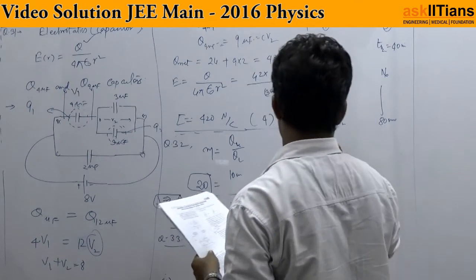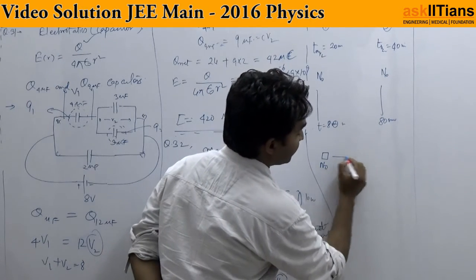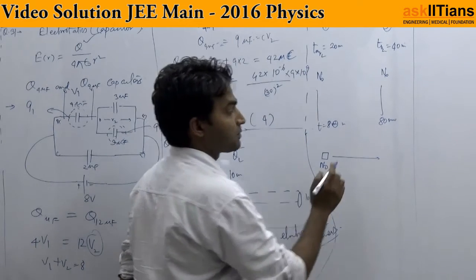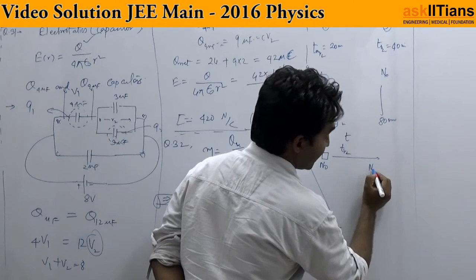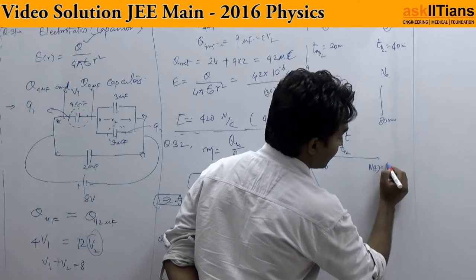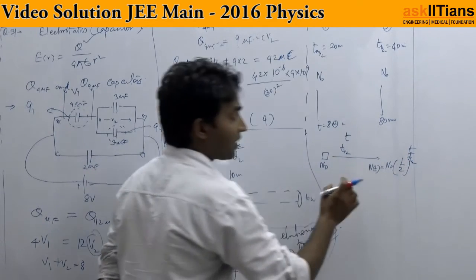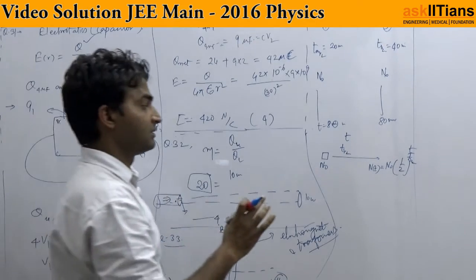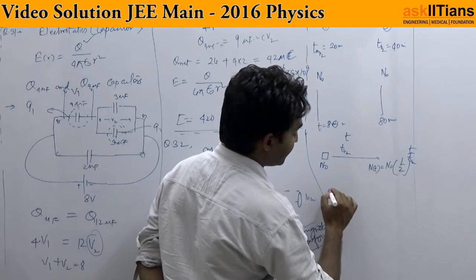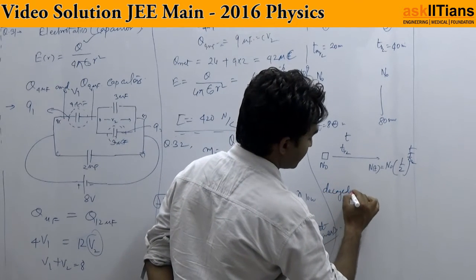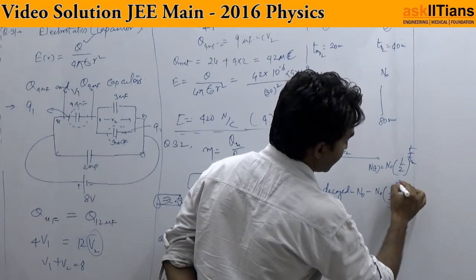We know that if there is an element with initial amount N naught, and the total time is T and the half-life is T half, the amount of substance remaining at any time T will be N naught times 1 by 2 to the power T upon T half. This is the amount of nuclei remaining after time T. So decay can be calculated: decay is equal to the initial minus this value, N naught minus N naught times 1 by 2 to the power T upon T half.